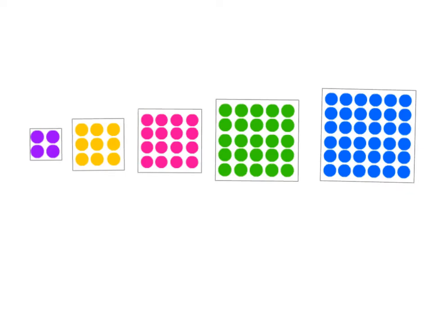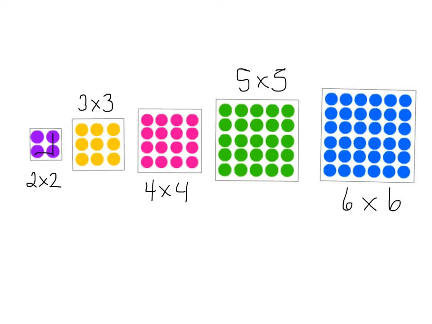So this one is a 2 by 2 array. This is a 3 by 3 array, a 4 by 4 array, a 5 by 5 array, and a 6 by 6 array. This should bring you back to your earlier years of schooling when you learned how to multiply. When you multiply two numbers, you can draw out an array and count up all the dots to find your answer. So 4 times 4 is 16.